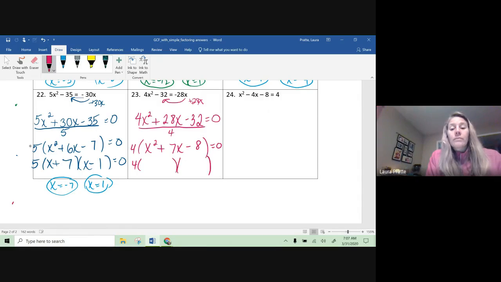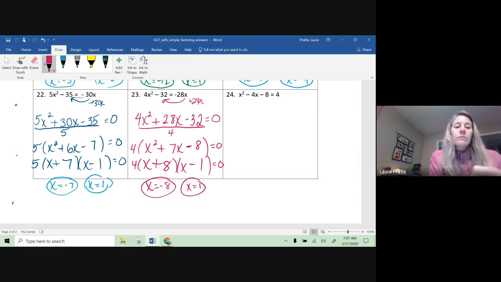Continue factoring. x and x. The two numbers that multiply to 8, that subtract to get 7, are 8 and 1. Different signs. The bigger number gets the positive, the smaller number gets the negative. And then we were going to get x equals negative 8 and x equals 1 for our two solutions.